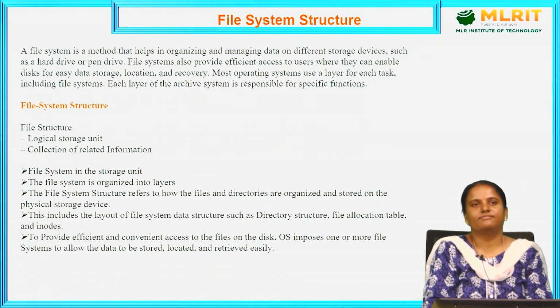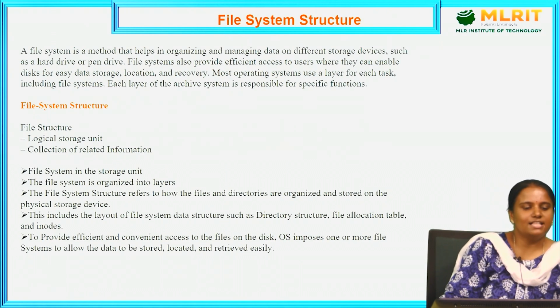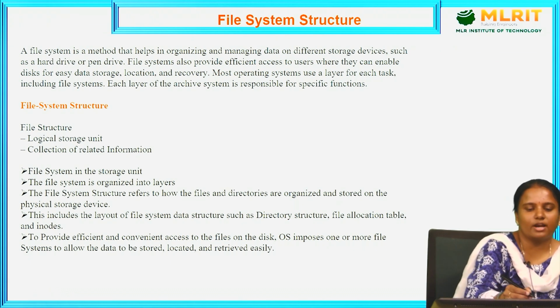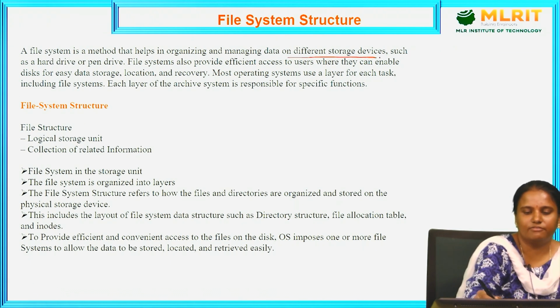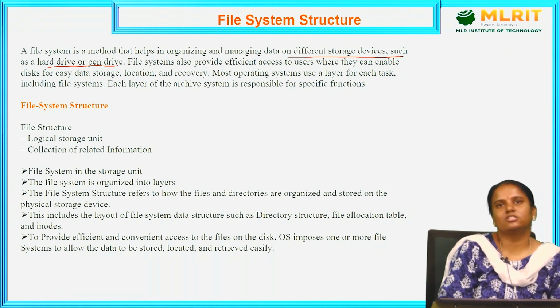So next is the file system structure. A file system is a method that helps in organizing and managing data on different storage devices such as a hard drive and a pen drive. So we can store this information on a hard disk drive or any pen drive.